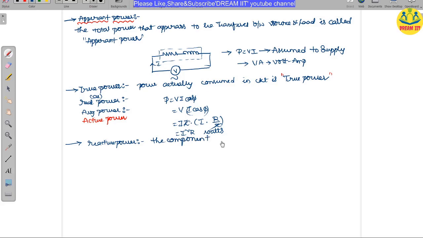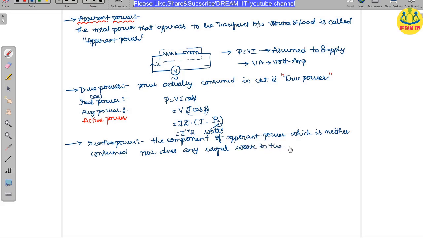of apparent power which is neither consumed nor does any useful work in the circuit. That type of power is called the reactive power.